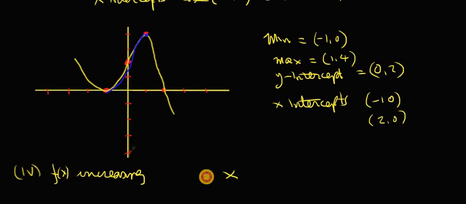So x is increasing between x, I'll do it back in yellow. Okay, x is greater than minus 1, and it's less than 1. So there are the values for f of x increasing. So I hope that helped.